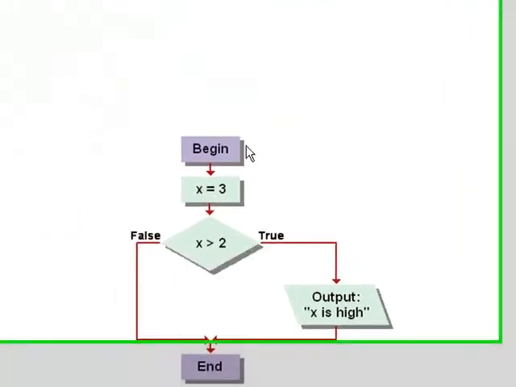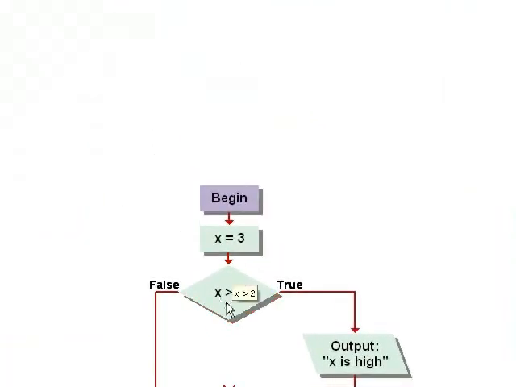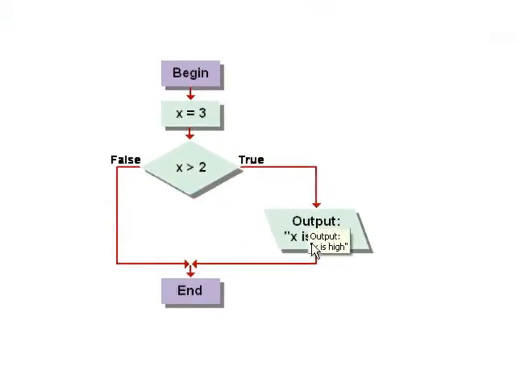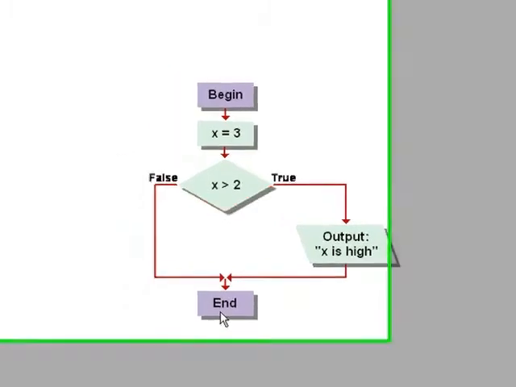Okay, x is 3 now. If x greater than 2, yes, it is greater than 2 here, then it will definitely go through this direction and then go here. If it is not greater than 2, like if it is 1, then of course it will not go through this direction. It will go through this direction where nothing happened here, and it will go this way.